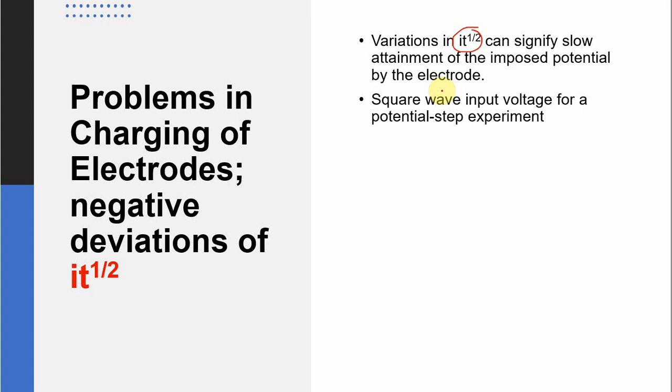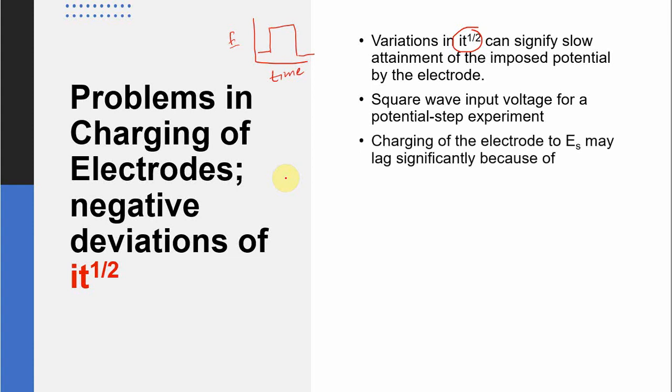Square wave input for a potential step experiment we already saw. So let's say again, if this is time and this is potential, so what you see is the square wave potential that we give as input to the potentiostat.